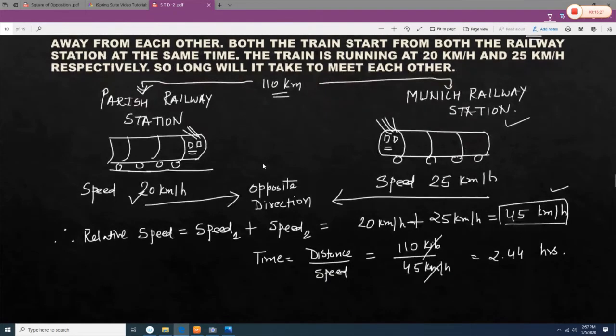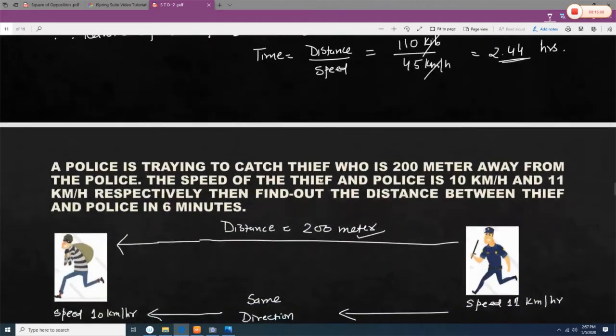And they are asking how much time it will take. So time is equal to distance over speed, and distance is 110 kilometers and the relative speed is 45 kilometers per hour. So it will take 2 hours and 44 minutes.